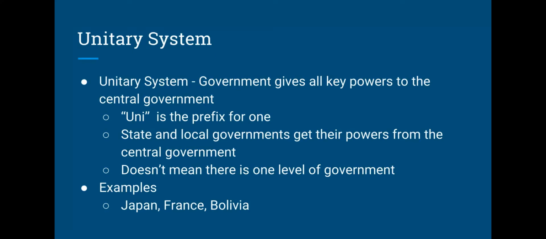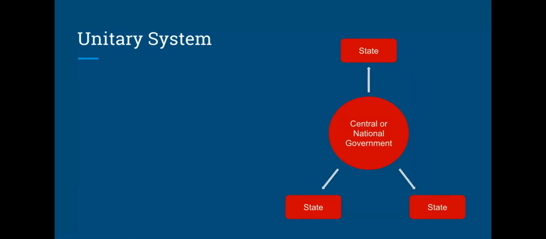Hello, today we're going to talk about different systems of government. We are going to begin with the unitary system, which is a government that gives all powers to the central government. State and local governments get their powers from the central government. This doesn't mean that there's one level of government. However, there's just one that's more centralized that kind of divvies out different powers. So examples of this would be Japan, France, and Bolivia.